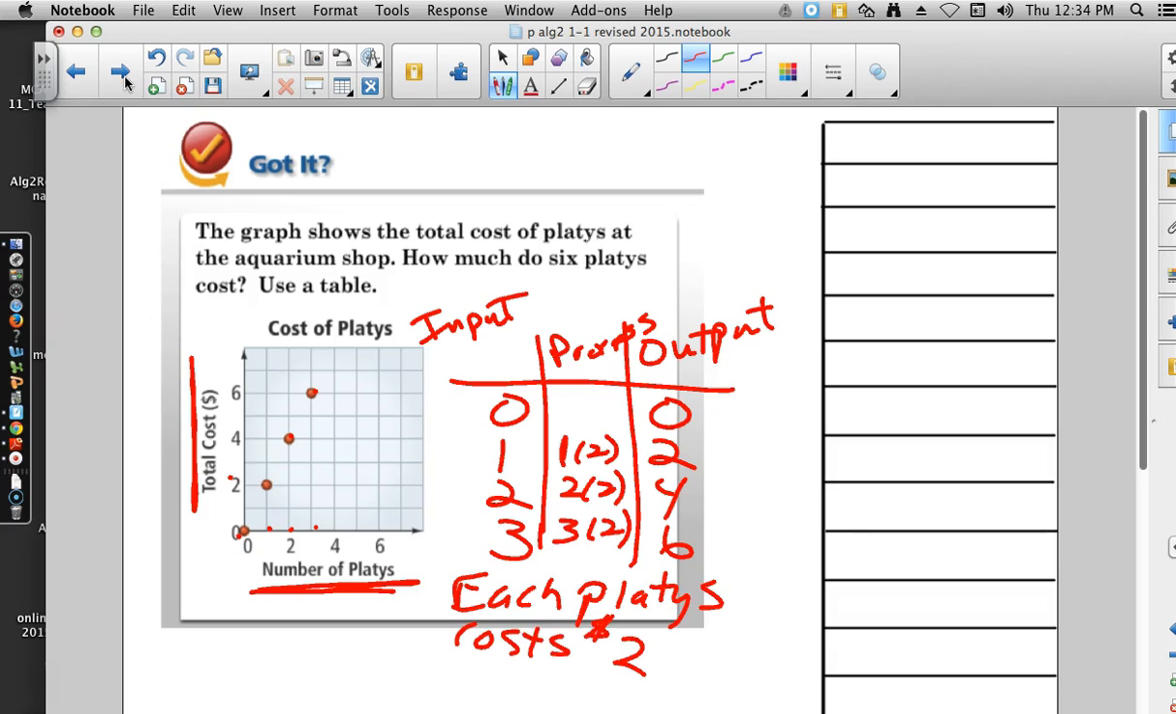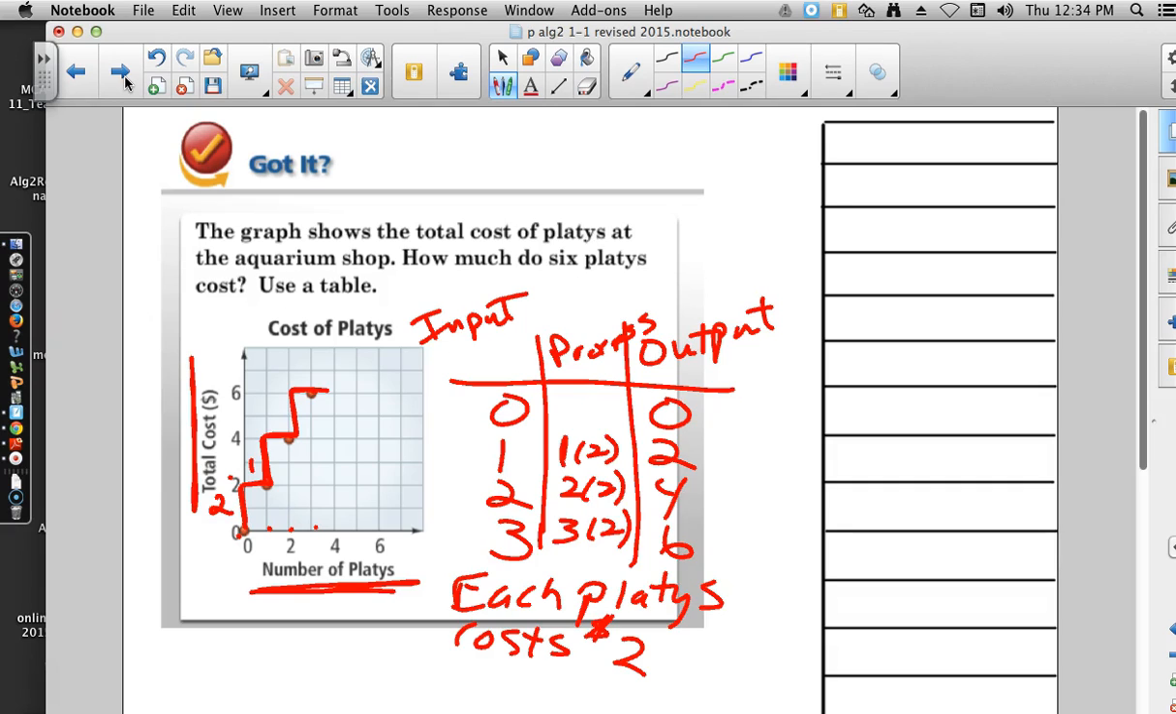Now, if you're saying to yourself, well, what about a buy 2 platus, get 1 free deal? That's not what this graph says. And the reason that I know that is because notice how this is consistent. And what I'm pointing out there is the slope. The slope of this graph is consistent. Rise over run, rise over run, rise over run. And notice it's 2 over 1. So it's $2 for each one of those platus.